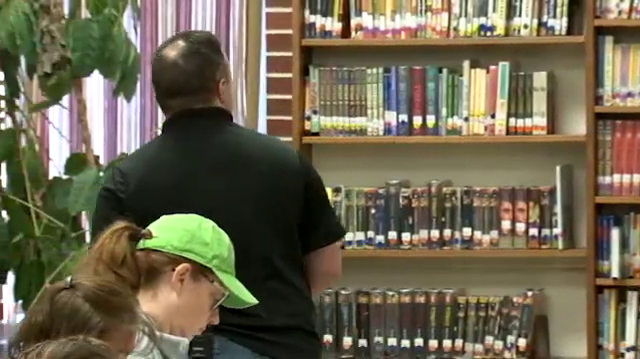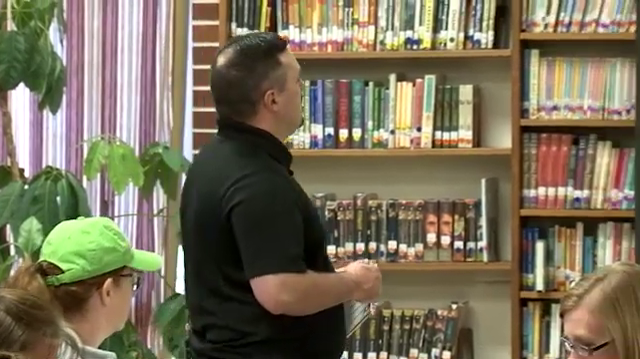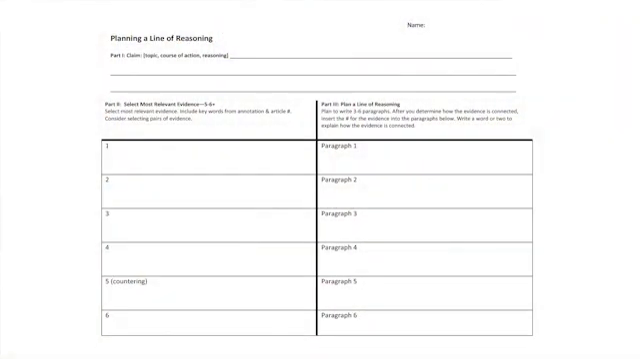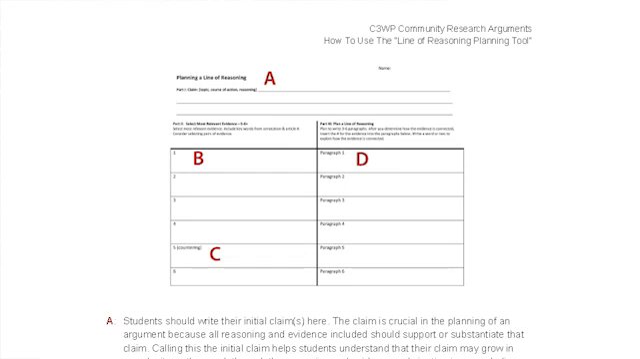Okay. So there's the document. You should have a how-to document that has this up at the top with an A, B, C, and D label.